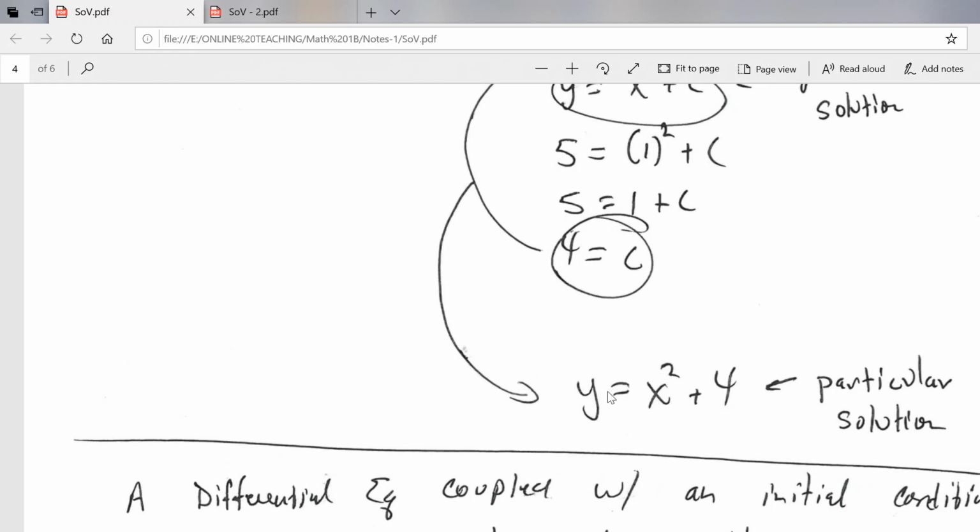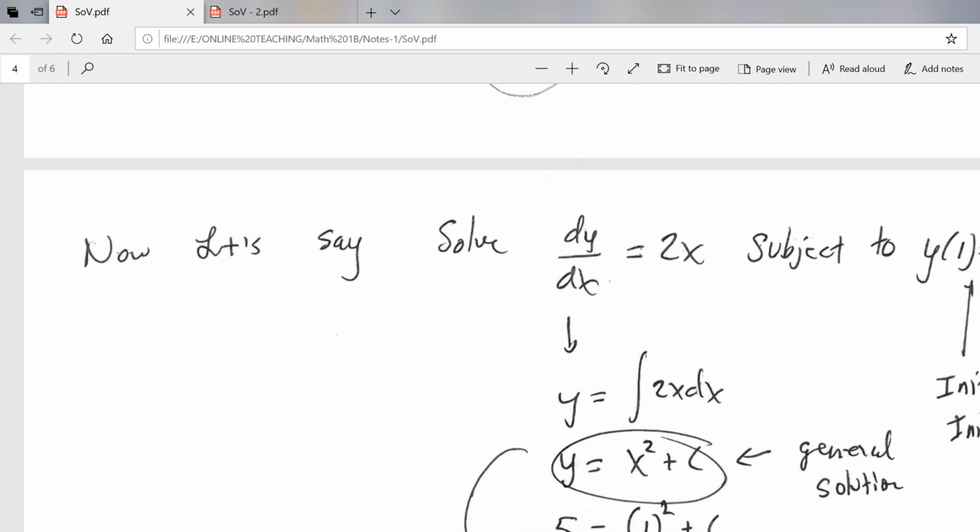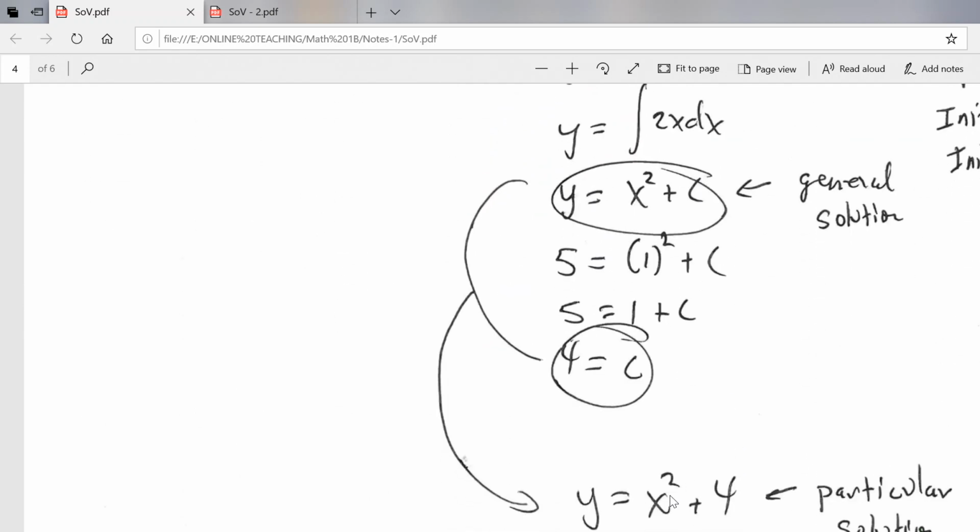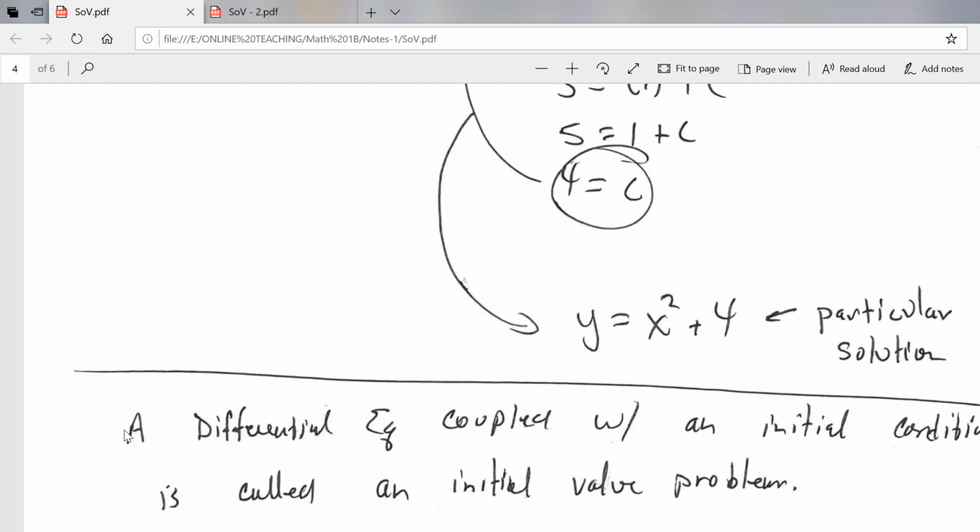Now notice, this is a very particular parabola. There is no other parabola that would lay on top of it except that exact one. And so that's how it goes from a general solution with the plus c to a particular solution. But to get there, you need an initial value or an initial condition. For that reason, a differential equation coupled with an initial condition is what we call an initial value problem.